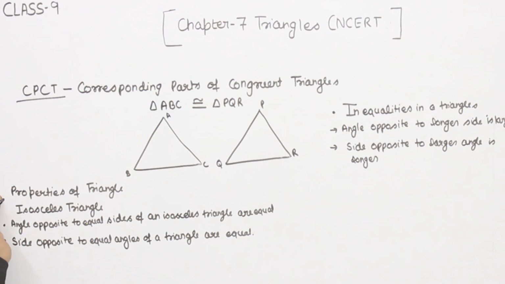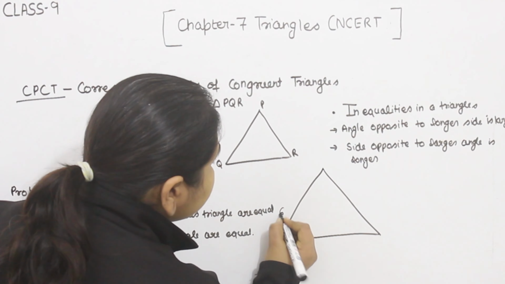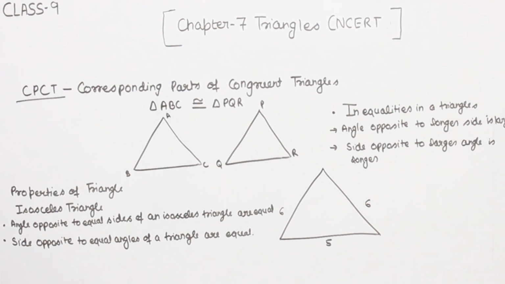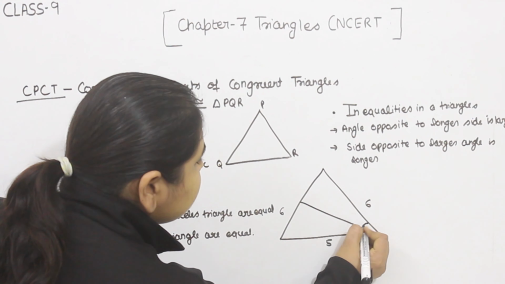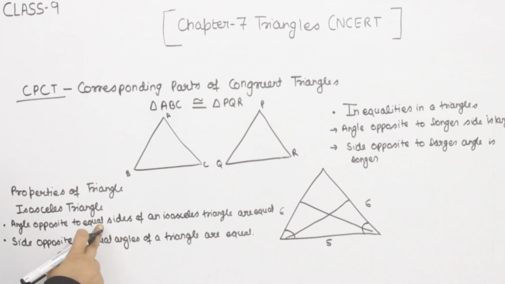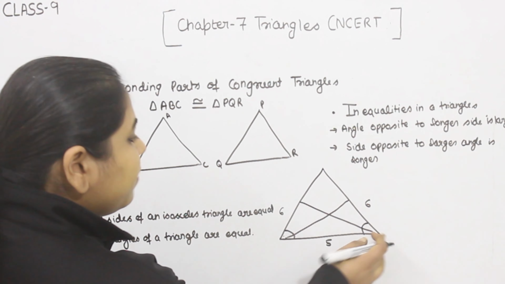Now comes the next topic, the properties of triangles. First we will talk about the isosceles triangle. In the isosceles triangle, two sides are equal to each other. For example, this one is 6 centimeter, this one is 6 and this one is 5. So two sides are 6 centimeter. Now consider the angles opposite to the equal sides. The angle opposite to this one is this, and the angle opposite to this one is this. Angles opposite to the equal sides of an isosceles triangle are equal. So these two angles will be equal to each other.